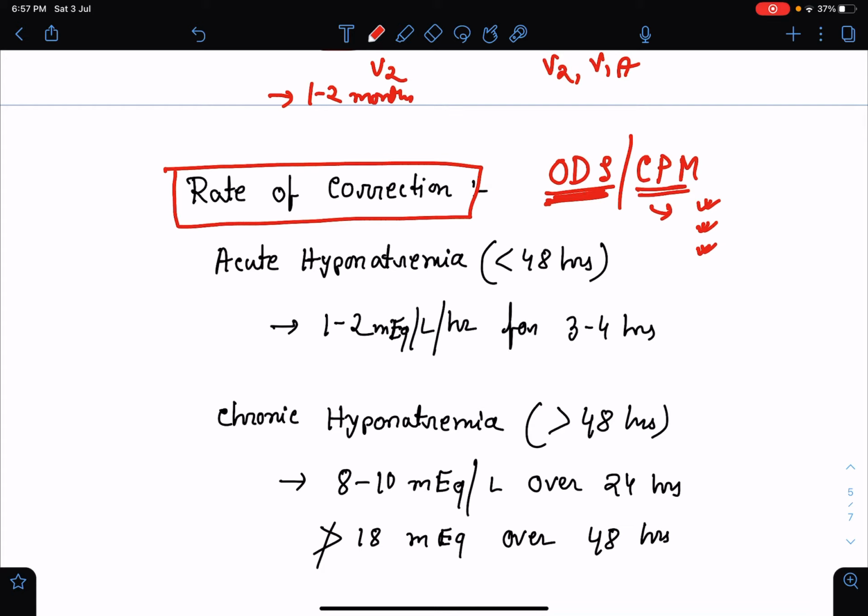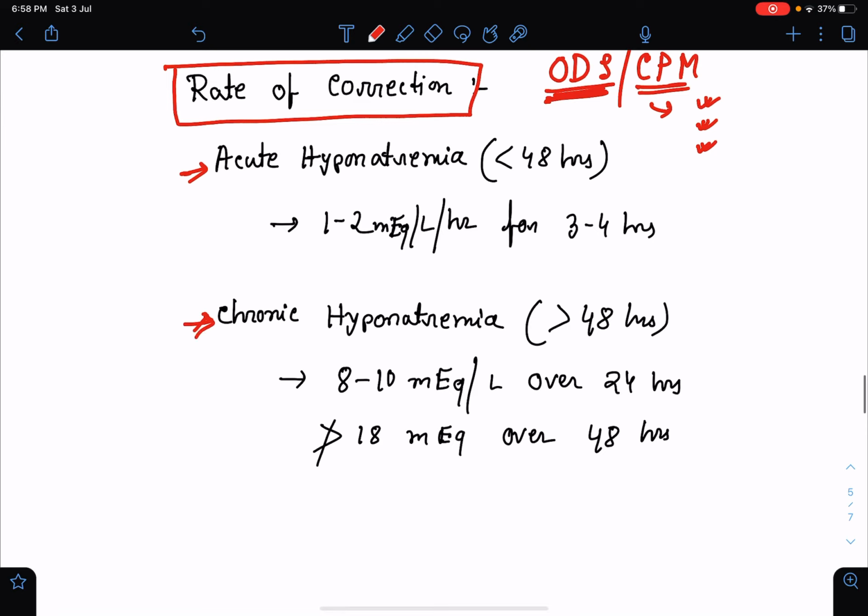For the rate of correction of hyponatremia, we need to know if it is an acute hyponatremia or a chronic hyponatremia. If it is acute hyponatremia, meaning the onset of hyponatremia is for less than 48 hours, then it is acute hyponatremia. And in that case, if the patient is severely symptomatic, we need to correct the serum sodium level, and the rate of correction will be 1 to 2 milliequivalent per liter per hour for 3 to 4 hours. This is for acute hyponatremia.